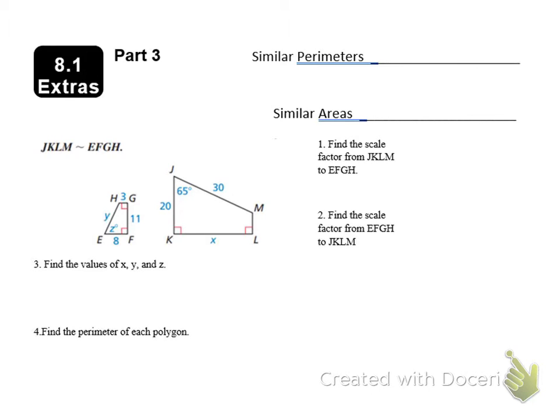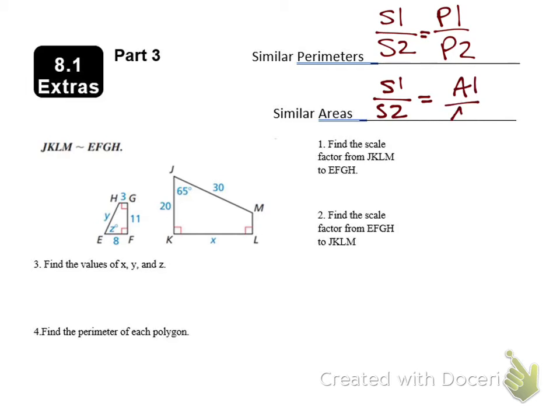Okay, so we're again going to put the formulas up here for similar perimeters and similar areas. What is the formula for similar perimeters? Good. The sides are proportional to the perimeters. So side 1 over side 2 equals perimeter of the first over perimeter of the second. The area formula is the same. What is the only difference other than the fact that it's area and not perimeter? The sides are squared. Good.